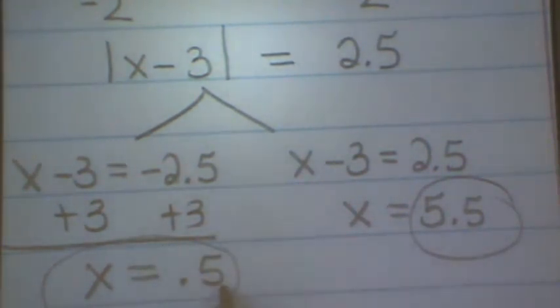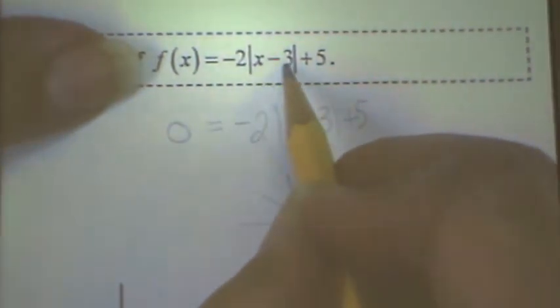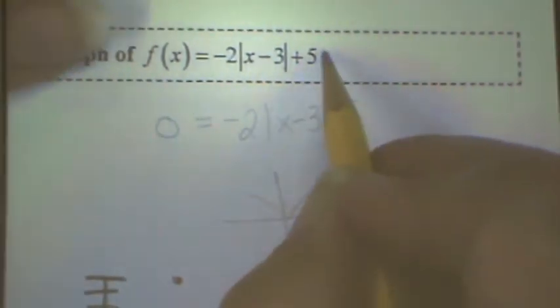They want you to add these two x-intercepts together. Well, what's 5.5 plus 0.5? The answer would be 6. Okay? Now, if you were to graph this, your vertex is over 3 and up 5. So over 3, x is the opposite of that, and up 5. So it looks something like this.